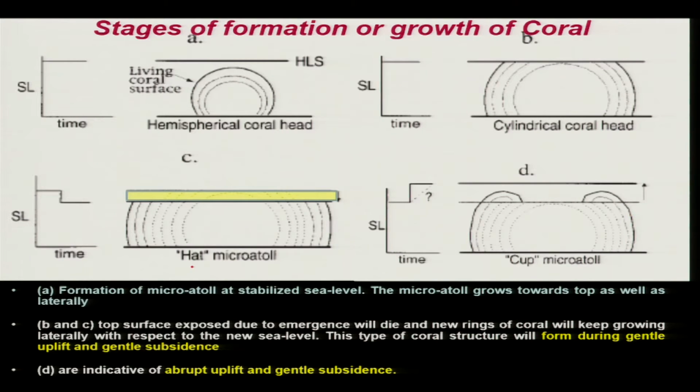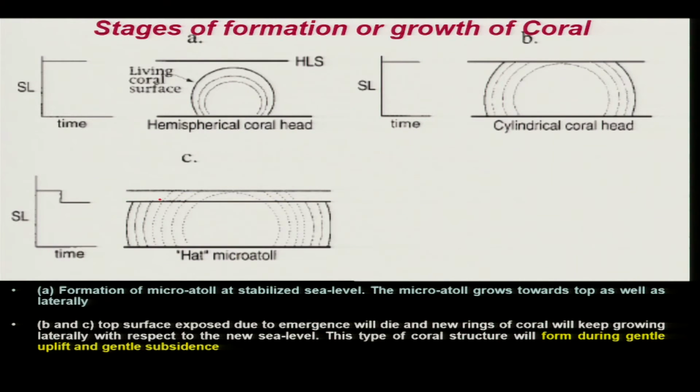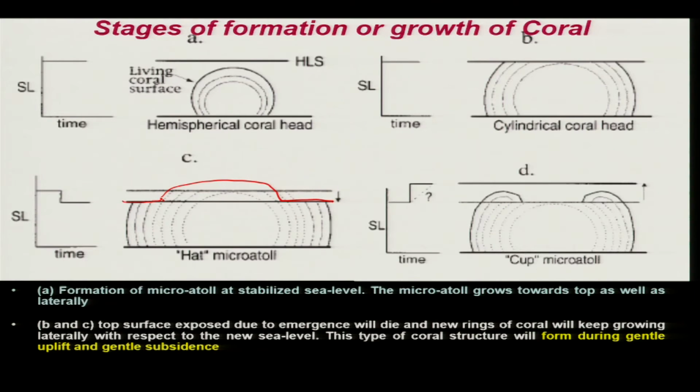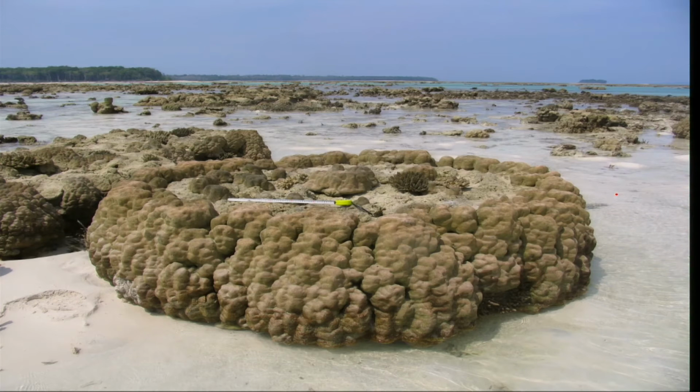So this is what we call the hat type. Here you will have this exposed, so this will remain and then this will grow. This is what we call hat type, and this is cup type. So you have the cup shape here. You have the growth of the coral here, and then a flat area here, and then you go up here. So this is typical of the cup type.